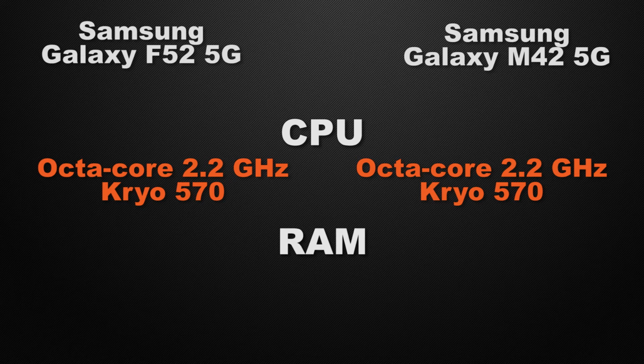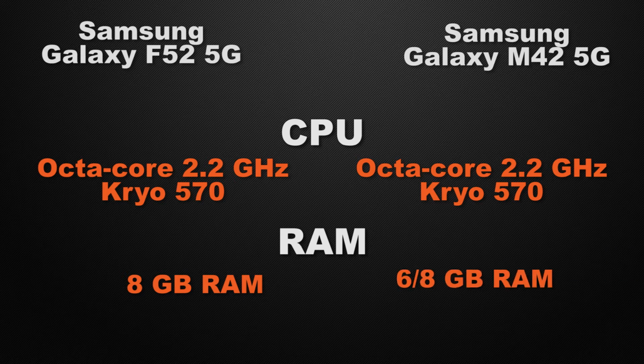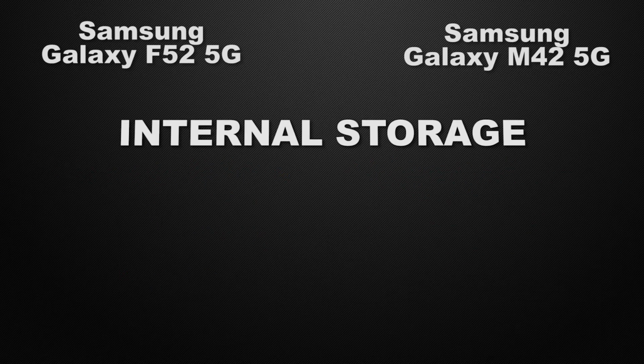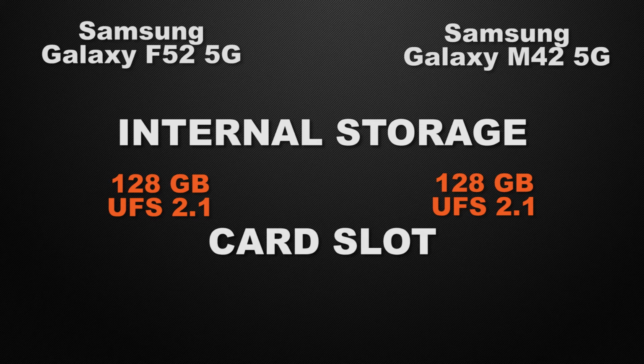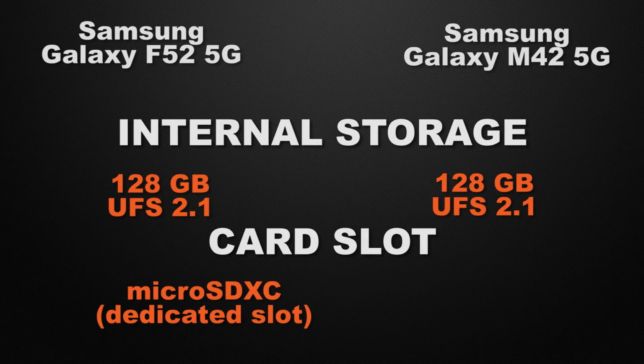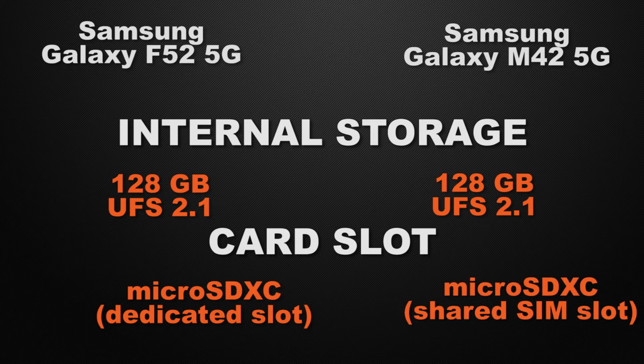And about the RAM variants in the devices, F52 only has one option, 8GB of RAM, whereas M42 has two variants, 6 and 8GB. So clearly the winner here is M42 because it has multiple RAM options. Let's talk about the internal storage of the devices. F52 comes with only 128GB of storage, whereas M42 has 128GB of storage. So it's a tie because both of the devices have the same amount of storage. And about the external storage of the devices, F52 has a dedicated card slot, whereas M42 has a shared SIM slot. So the winner here is F52.